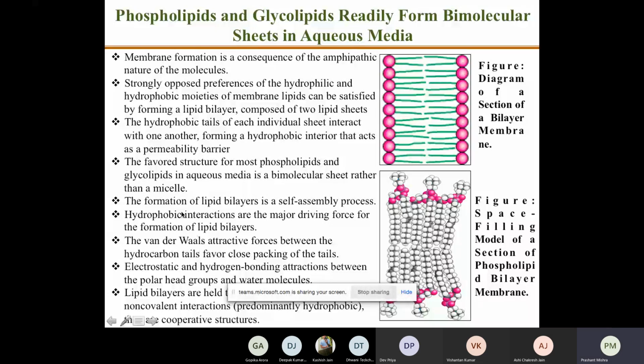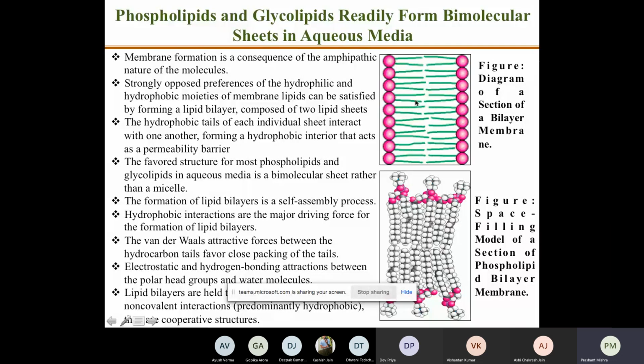So now we move on to the formation of a lipid bilayer, which is a self-assembly process. Self-assembly means it does not require any energetics. It does not require extra ATP to synthesize it. Whenever you put them in water, like you have seen in the micelle formation, they will start making a sheet-like structure. The major driving force for the formation of the lipid bilayer is the hydrophobic interaction.